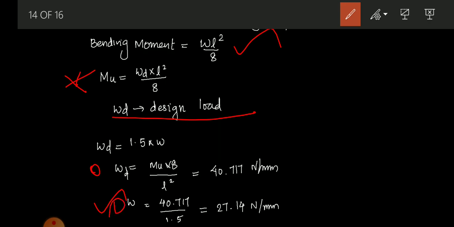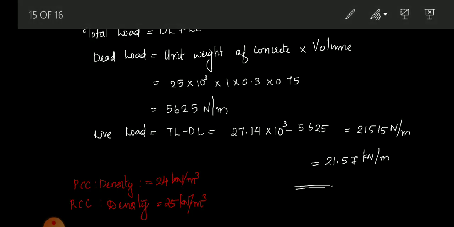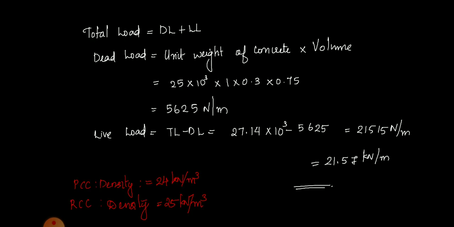These are the two tasks. Okay, that obtained W is the total load. That particular value of W is the total load. In the question, we are asked to find the live load. Okay, we have to find out the live load.